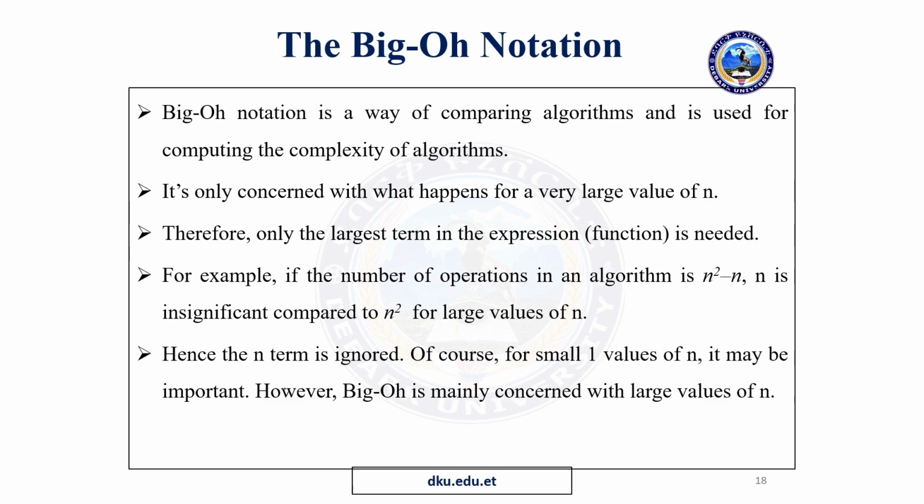For example, if the number of operations in an algorithm is n squared minus n, n is insignificant compared to n squared for large values of n. Hence, the n term is ignored. Of course, for small values of n, it may be important. However, big O is mainly concerned with large values of n.